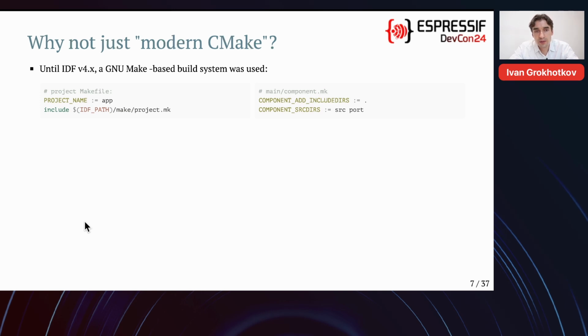And when we were developing a CMake-based build system for IDF 4.x, we took a lot of that style from the GNU Make build system to ease the transition from GNU Make to CMake for existing users. Therefore, the CMake-based build system that we introduced also contains a lot of implicit behavior, which is intended to simplify the CMakeLists files that we write as much as possible.